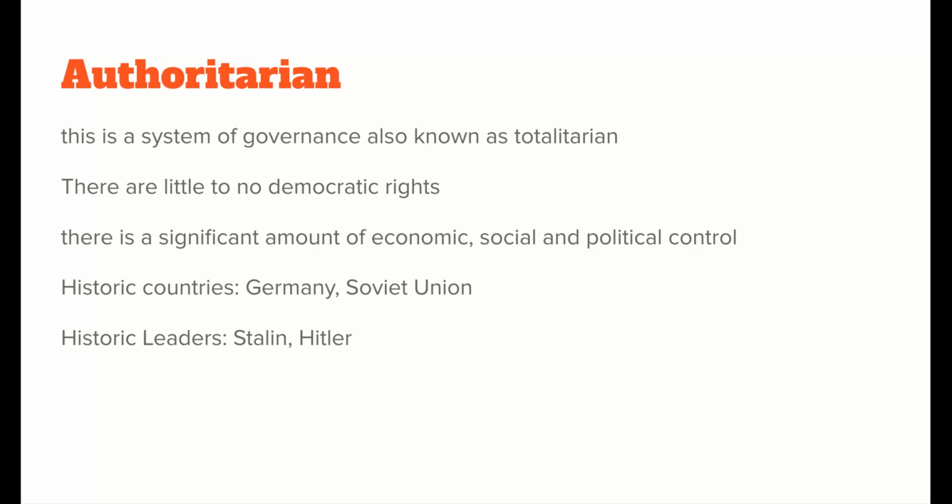Historic countries: Germany and the Soviet Union, and then Stalin and Hitler. Notice Stalin is usually communist and Hitler's fascist. So on the left and right wing scale, they are totally opposite ends. However, they both have a very similar system of government, even though the underlying ideology behind those systems of government is totally different.